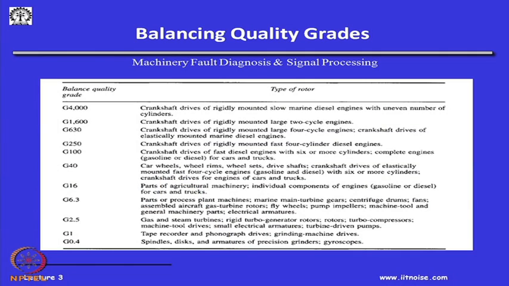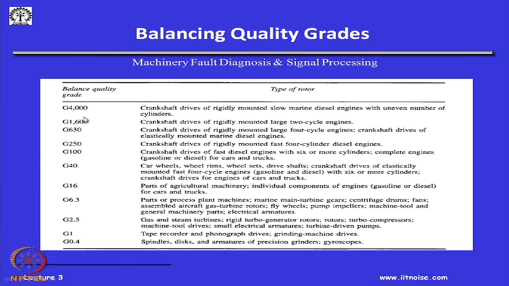Now, this is a typical table of balance quality grades. This is from the same standard, ISO 1940. Now, the balance quality grade G 0.4 is basically for spindles, discs, armatures, or precision grinders and gyroscopes. I will just come to G 100. This is for the crankshaft drives of fast diesel engines with 6 or more cylinders, and complete engines for cars and trucks, G 100 grade. Okay.